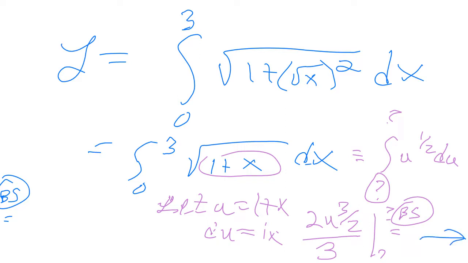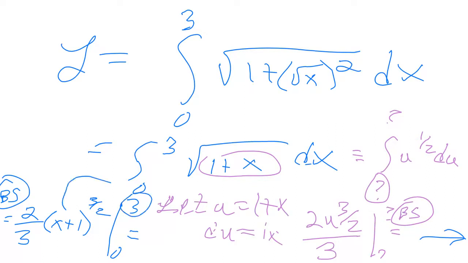Anyway, over here, what's that? That becomes 2/3 the x plus 1 to the 3/2 power, right? 1 plus x is the same as x plus 1, right? Maybe I should put in 1 plus x, but it doesn't really matter. Evaluated from 0 to 3, right? So what's this equal? Well, if I plug in the 3, I get 4 to the 3/2 power. Well, it's easier to take the square root first and then cube it, isn't it? Square root of 4 is 2, cubed is 8. 2/3 of 8 is what? 16/3.